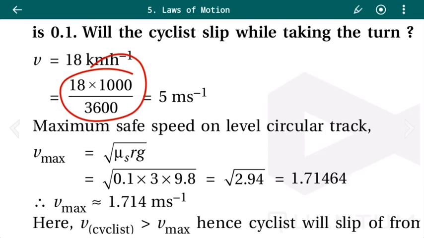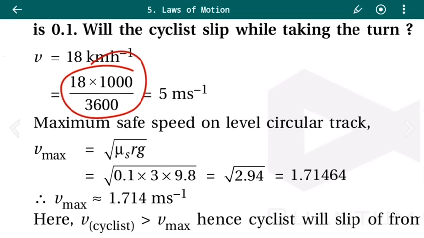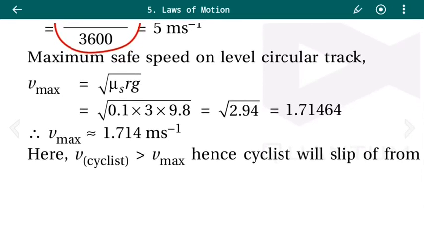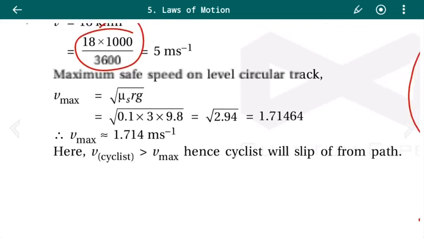And the maximum safe speed on a level circular track that we have already derived is v max equals under root mu s r g. Now putting the values of mu s, r and g, we get under root 0.1 into 3 into 9.8. Its value is under root 2.94. When we solve this, we get 1.71464. Rounding off, we get v max equals 1.714 meter per second.